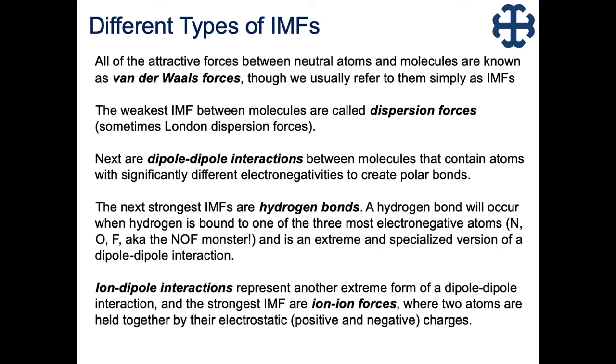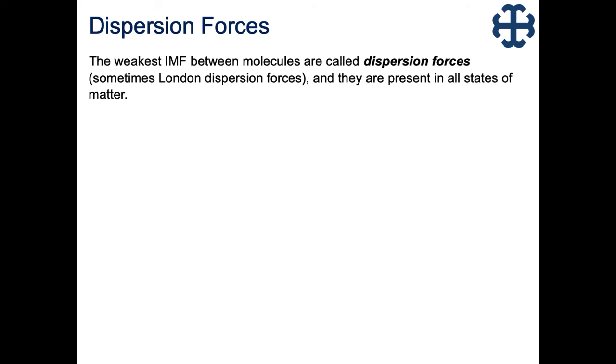Otherwise, we also have ion-dipole interactions, and we'll talk about those a little bit. Those essentially happen when we have some sort of ion, some sort of salt, dissolve in something like water. We can get ion-dipole interactions between the positive or negative ion and the positive and negative partial charges on something like water. And we, of course, have ion-ion forces, and those are what we just describe as an ionic bond, where we have two or more atoms held together through electrostatic interactions. So those are different kinds of intermolecular forces. Let's take a closer look at each of them.